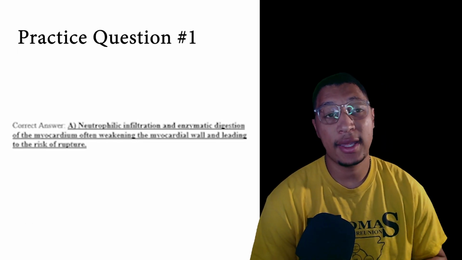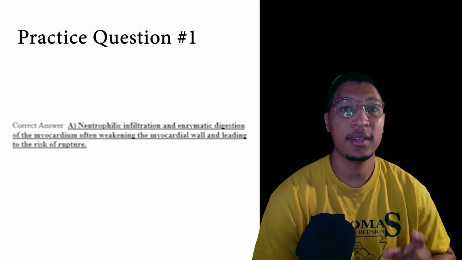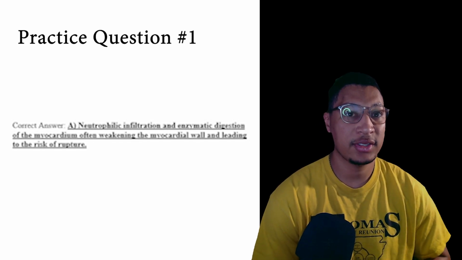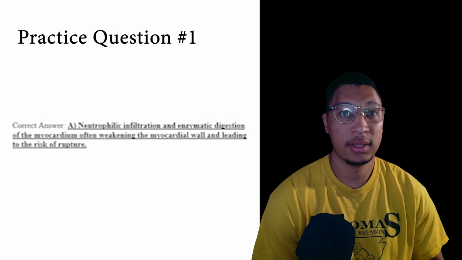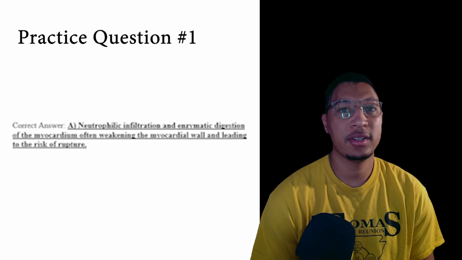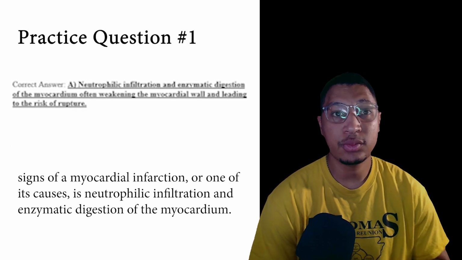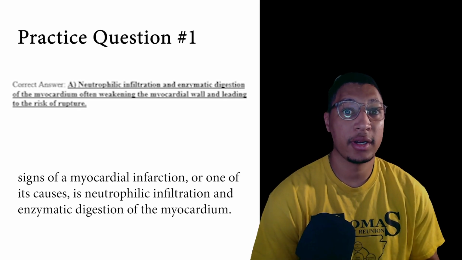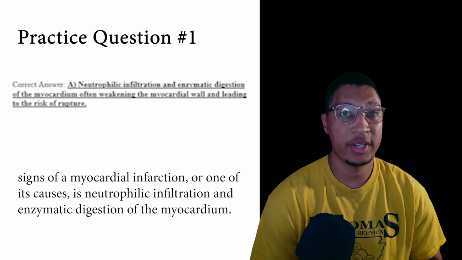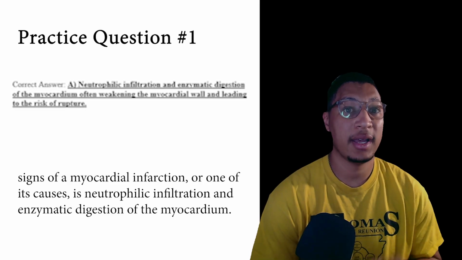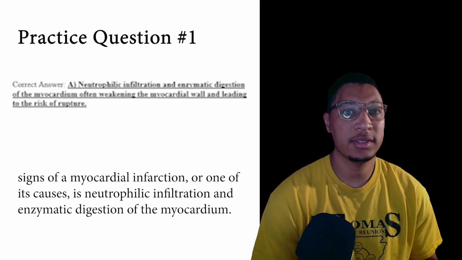So the correct answer is A, neutrophilic infiltration and enzymatic digestion of the myocardium. It's often weakening the myocardial wall and leading to the risk of rupture. Now that we've chosen our answer, whether you knew it or not, here's what you need to understand. Signs of myocardial infarctions, or one of its causes, is neutrophilic infiltration and enzymatic digestion of the myocardium. All the other answer choices don't accurately describe what's happening during a heart attack.